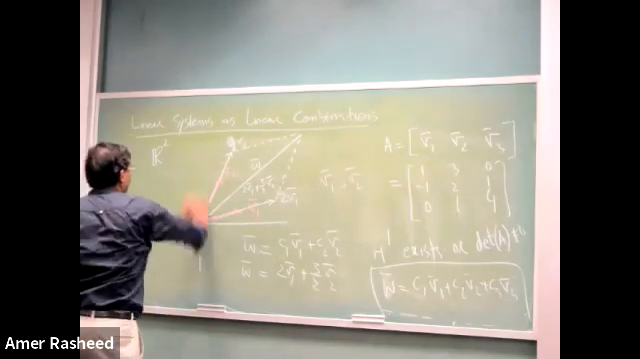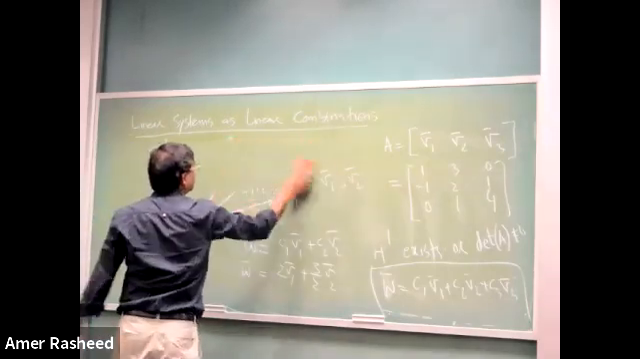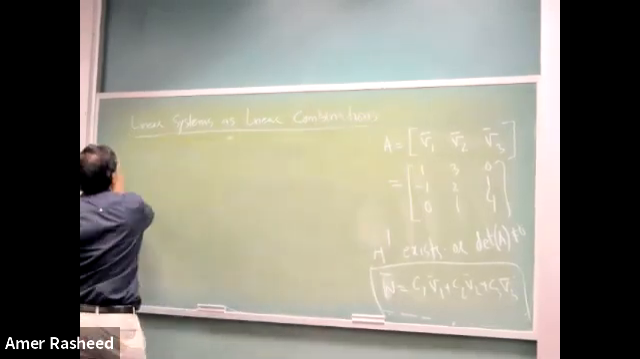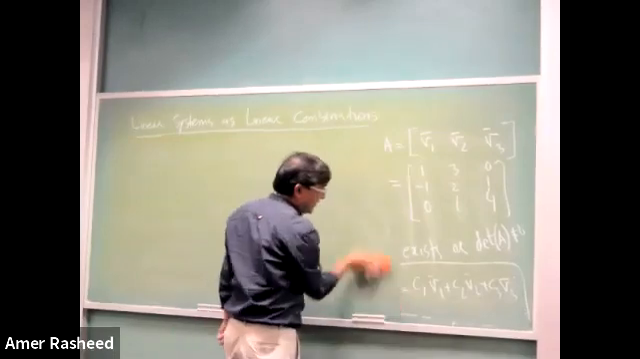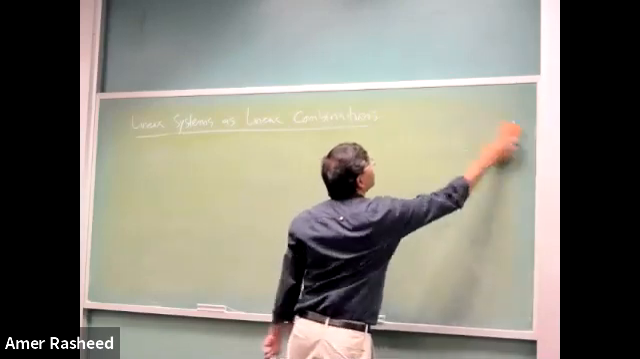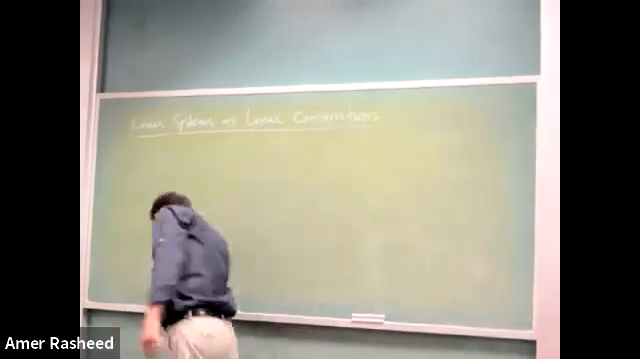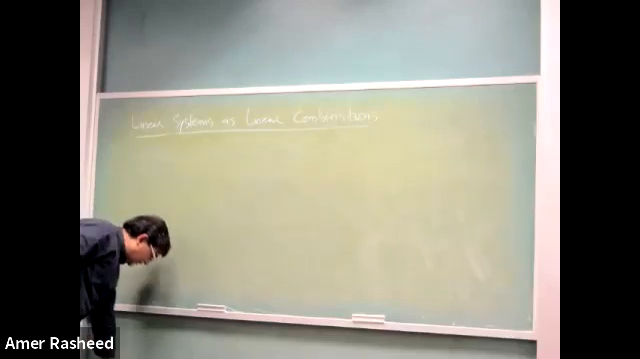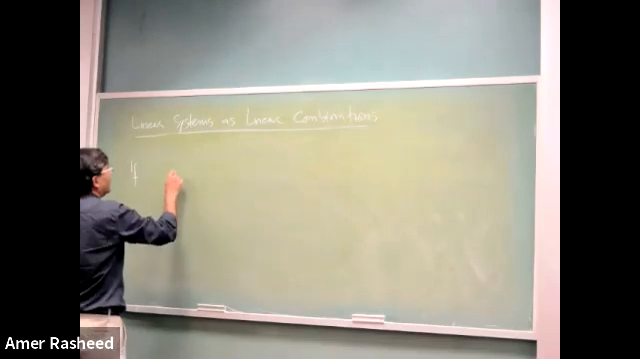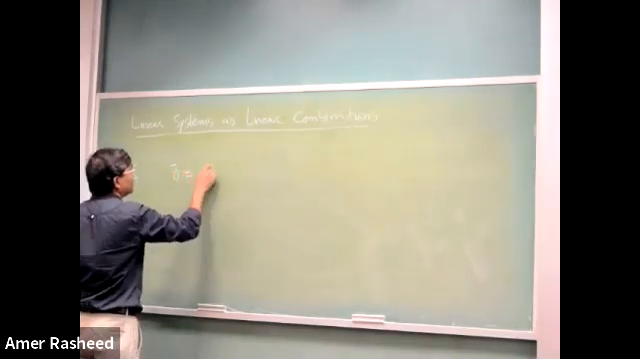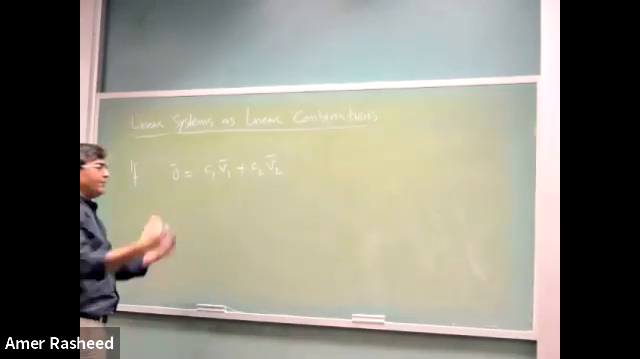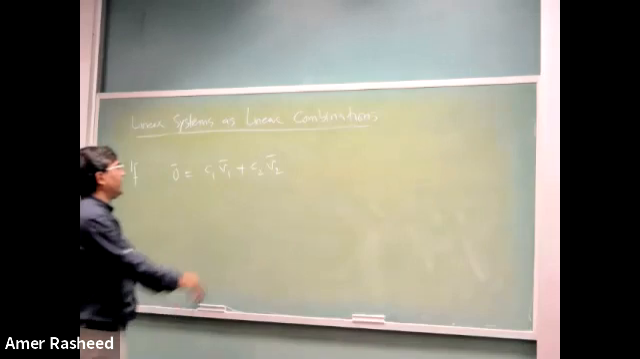Now, what if that linear system is homogeneous? What happens? All these concepts are basically related to linear systems. Now, if the 0 vector is equal to C1 V1 plus C2 V2 in R2, for example. Yeah, R3.